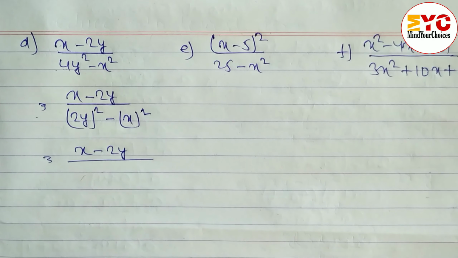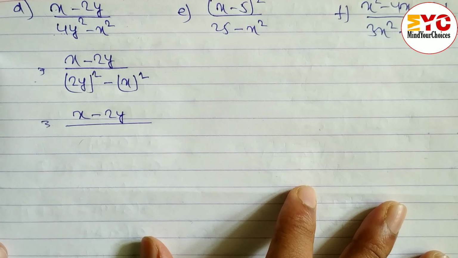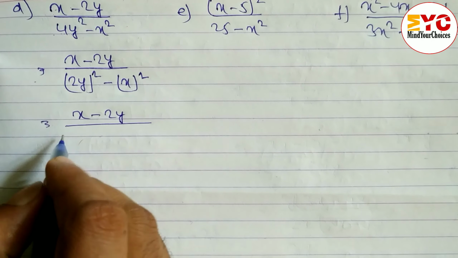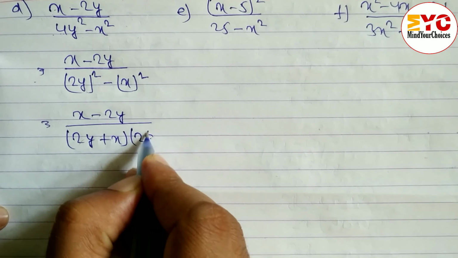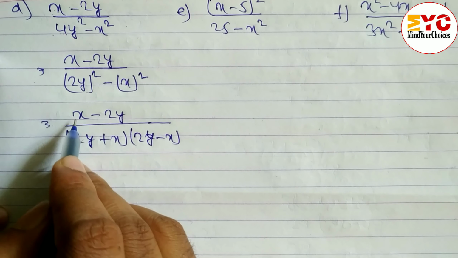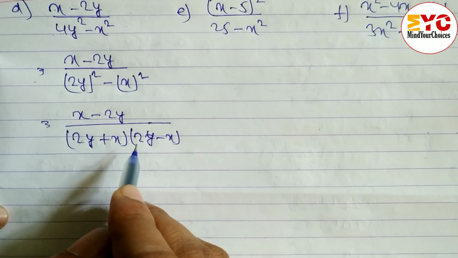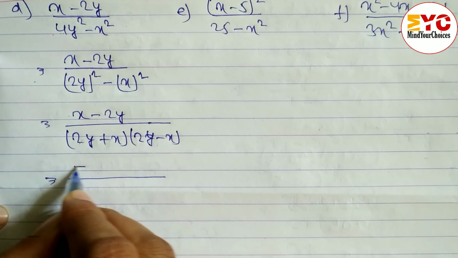In the denominator we can convert in the form of a square minus b square, and write the formula of a square minus b square: (a plus b)(a minus b). So we can write (2y plus x)(2y minus x). But in the numerator you can see there is x minus 2y, not 2y minus x, so we cannot cancel. So first of all we have to take common to make it the same.